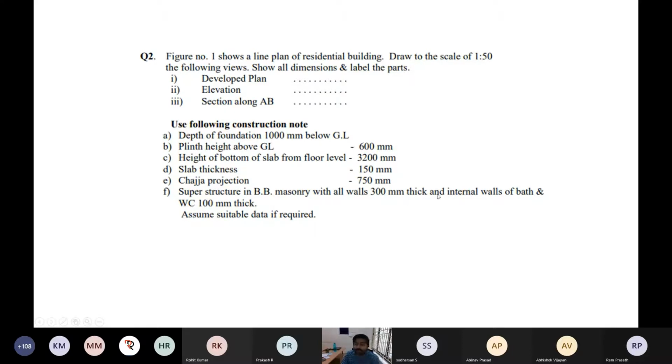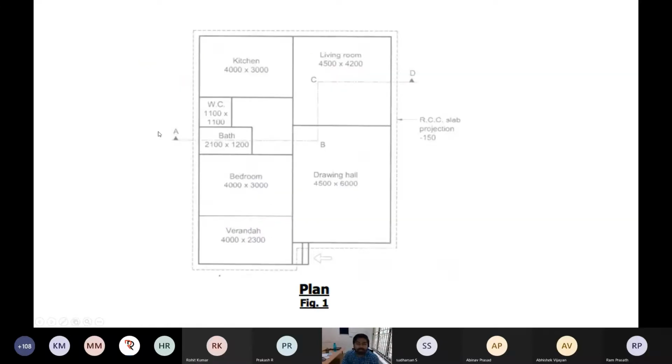Here one thing you notice: internal walls of bath and WC are 100 mm thick. That means here the bathroom is there, here the WC is there. I think it is a common bathroom. Yes, common bathroom, you can make it common. That is your way. Door position and window position is your choice only.